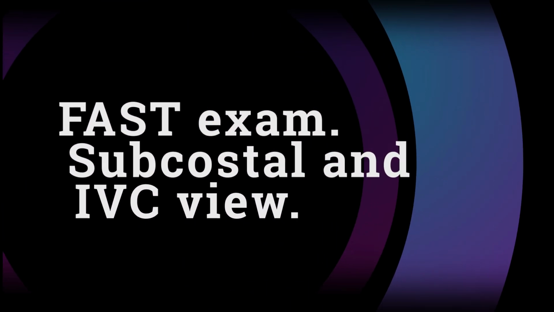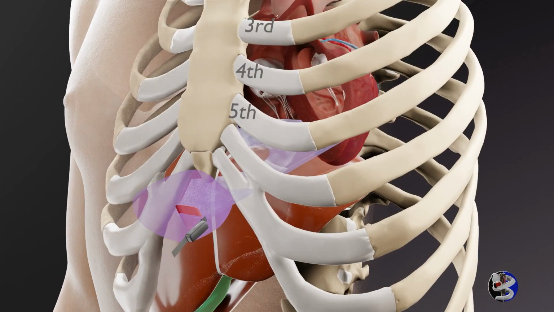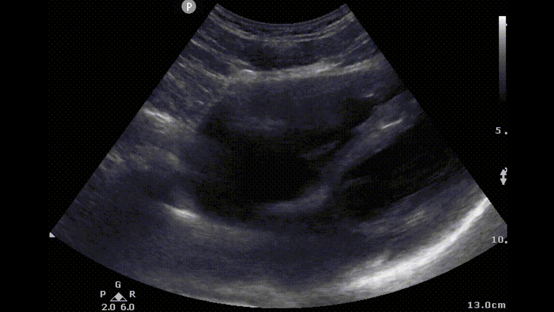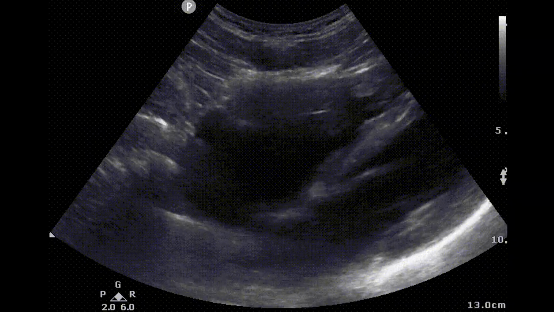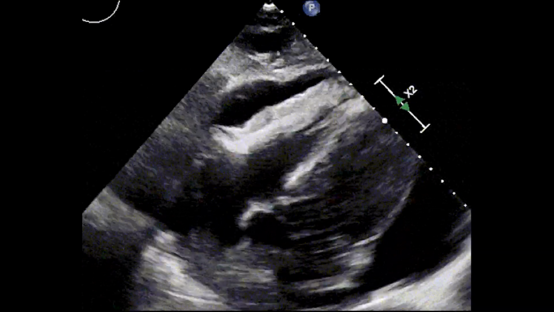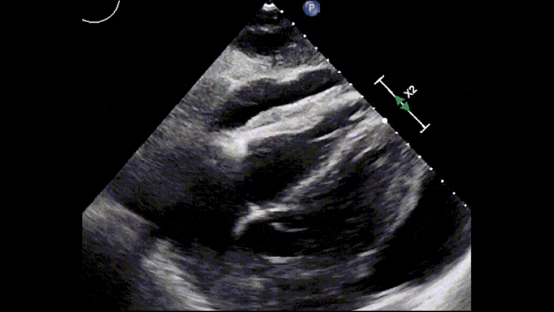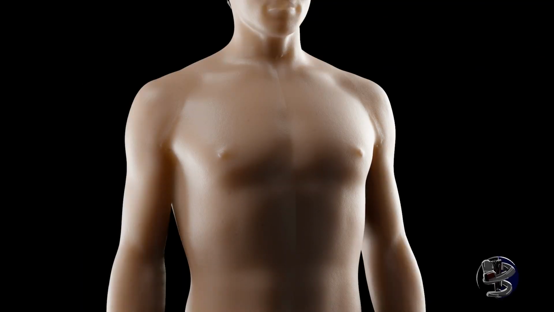Subcostal and IVC view to visualize the pericardium and IVC. Here is a reference clip of a subcostal view obtained with a curvilinear probe. This is the appearance of pericardial fluid. We covered pericardial fluid and tamponade in another lecture of this series. The EFAST includes the lung to rule out a pneumothorax. We explored the presence of a pneumothorax in the lung ultrasound lecture.